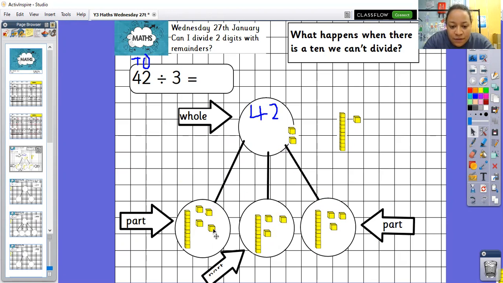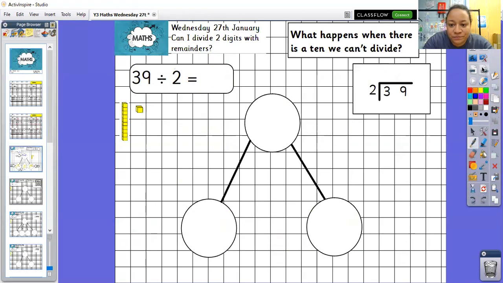There we go. Now the 10 that we exchanged for 10 ones, that was our remainder because it couldn't be shared out equally in its 10 form. We had to split it up into 10 ones to be able to make it happen. And now we've completed the division. If we have a little look down here, what we've actually got is 14 in each. So 42 divided by 3 gives us an answer of 14. There we go. Okay, let's try another one.